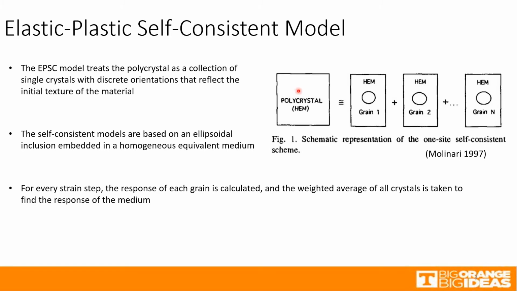So we have a polycrystalline material that is made up of individual grains. Each grain is embedded in the homogeneous medium. The response of each grain is calculated, and the weighted average of each response is then taken as the homogeneous medium. This homogeneous medium is then used for the next calculation of the strain step.